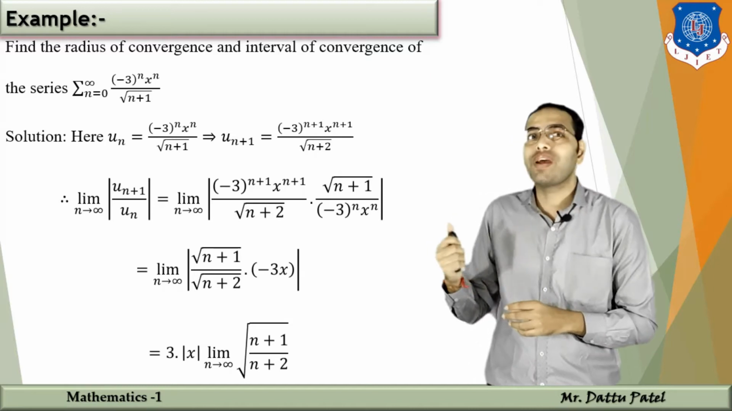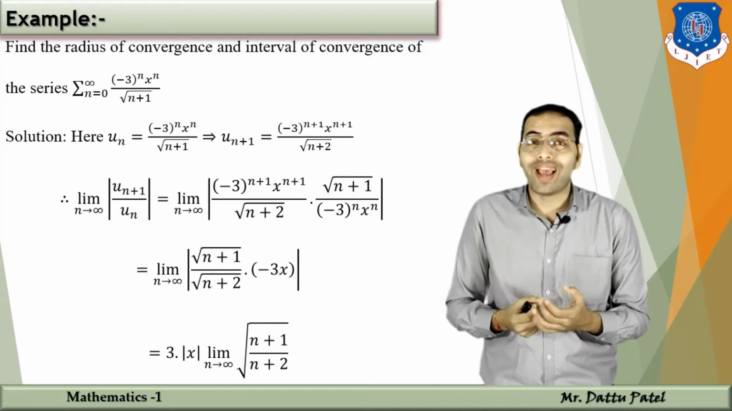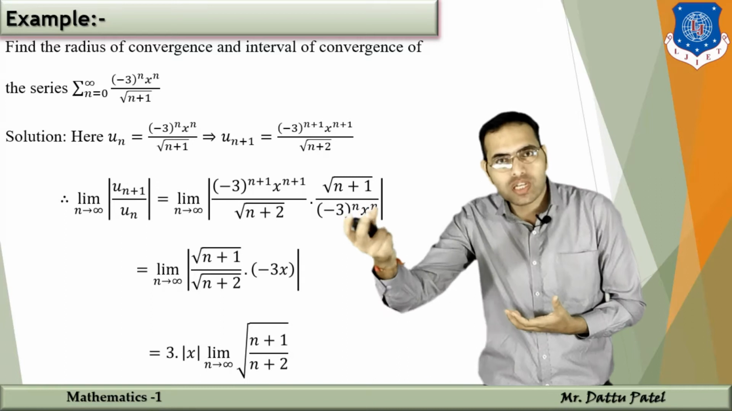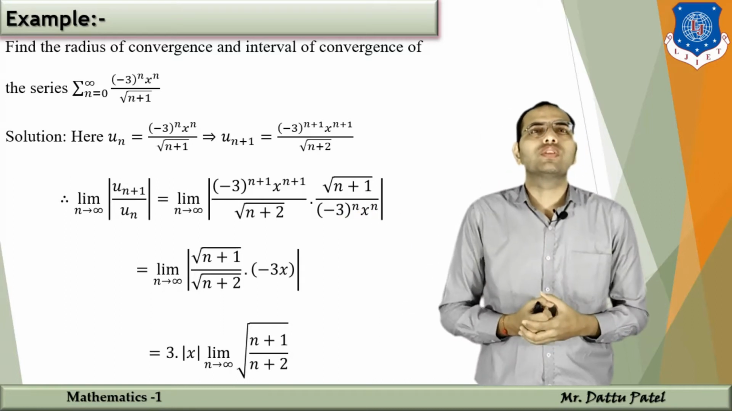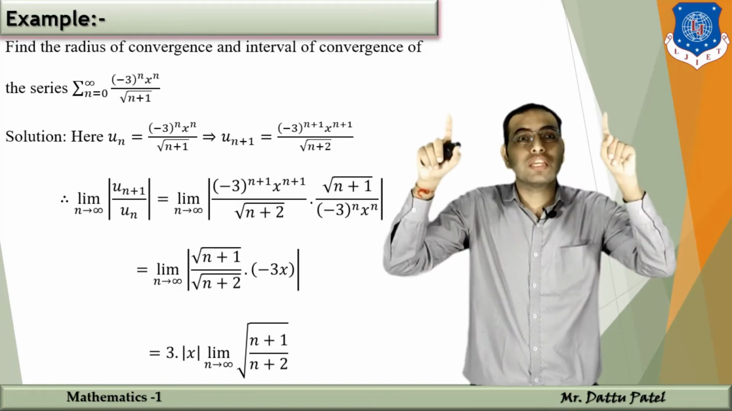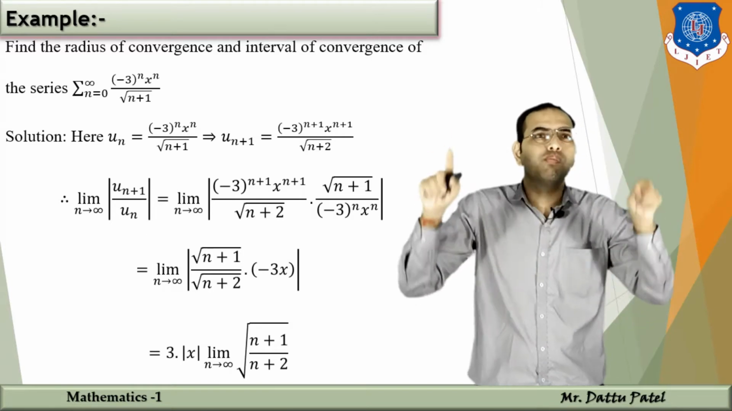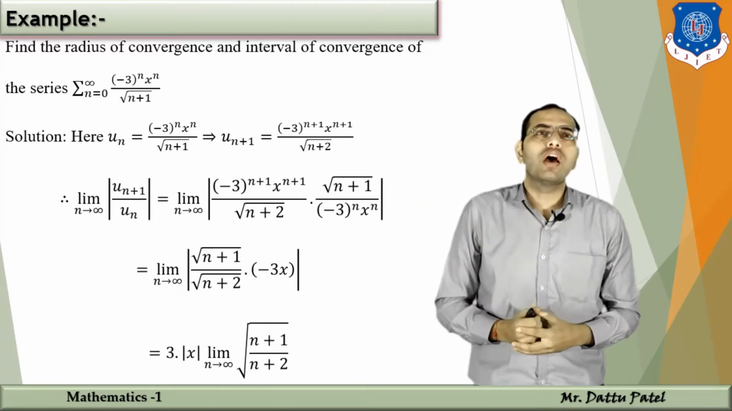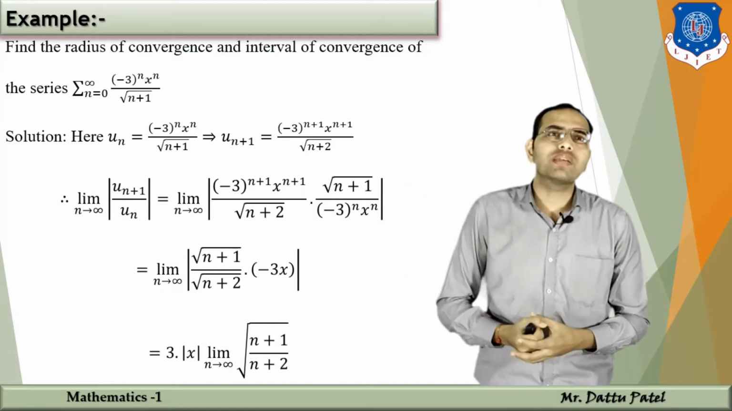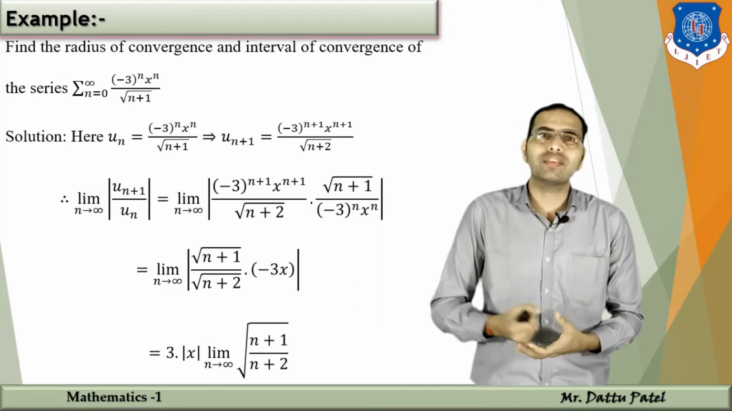Then here we have (-3)^n, and we don't know exactly the value of x. That means x may be positive, x may be negative. Then we have to apply the ratio test in terms of modulus. We can write limit n tends to infinity of mod of u_(n+1) upon u_n. Now substituting the values of u_n and u_(n+1) and simplifying, it becomes square root of n plus 1 upon n plus 2 into minus 3x.